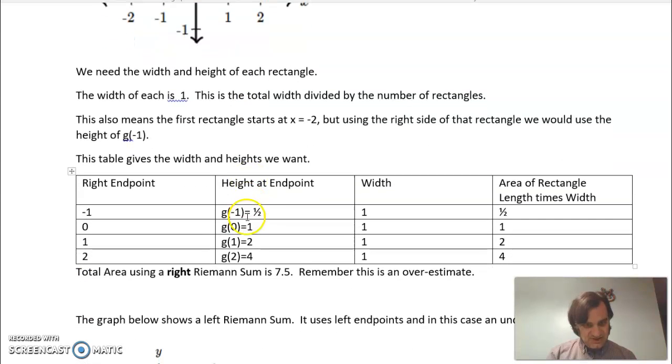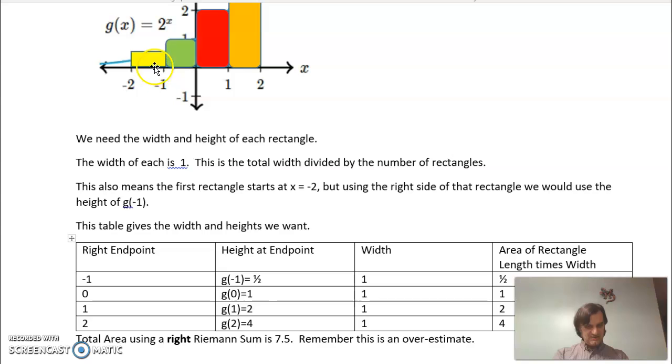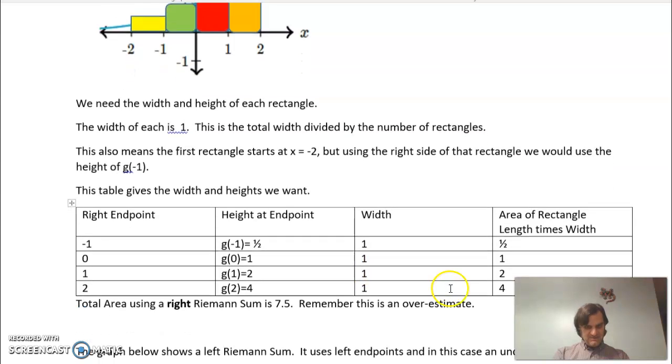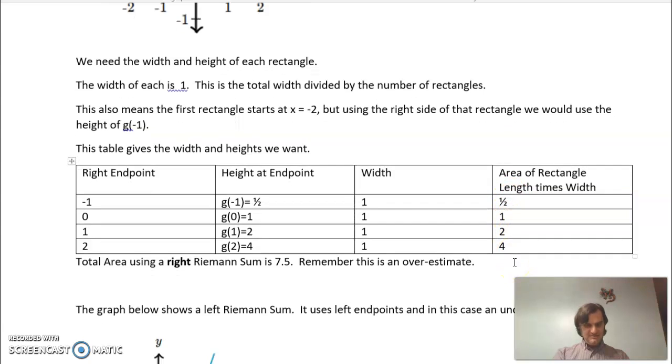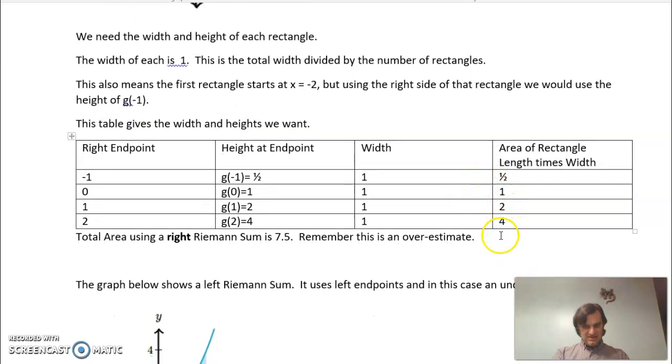And when I plug into 2 to the x, I get these y values, which are the heights: 1/2, 1, 2, and 4. Each one of these has a width of 1. So basically what I've got is a width of 1 across the x-axis and a height of 1/2 on the y-axis for the first yellow rectangle here. The green rectangle has a height of 1 and a width of 1. So length times width gives me the area of that rectangle, so I've multiplied all those out and I add them up, so I should get a total of 7.5.